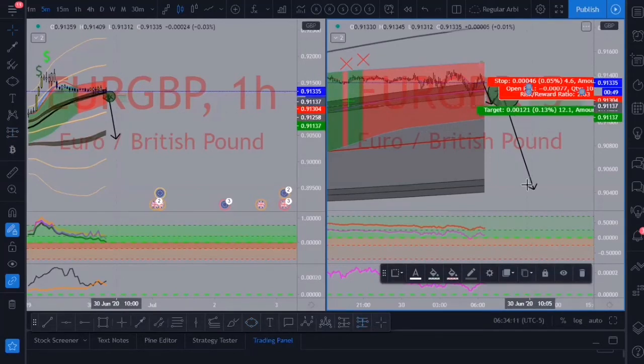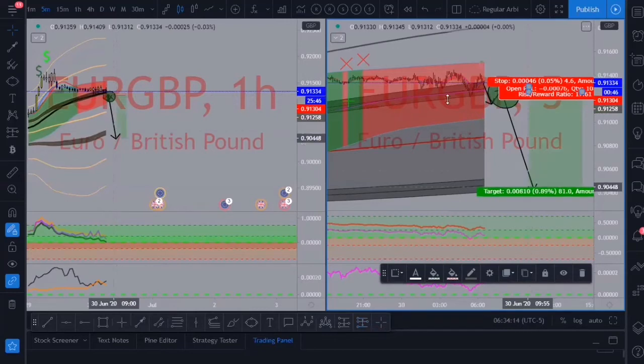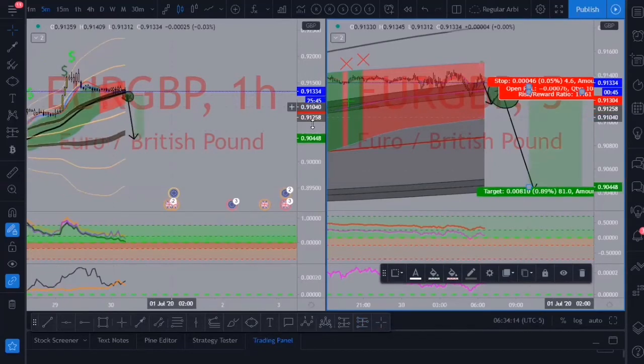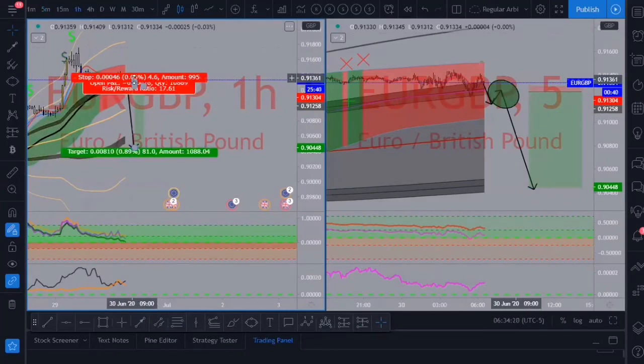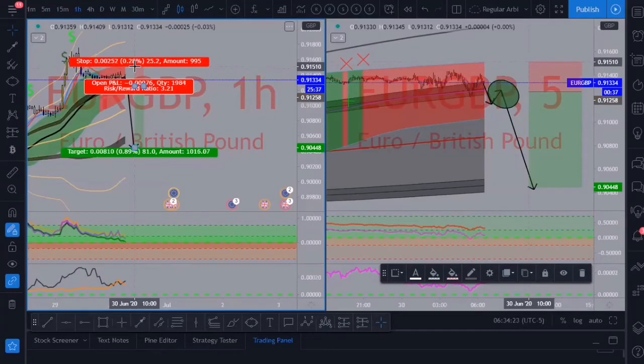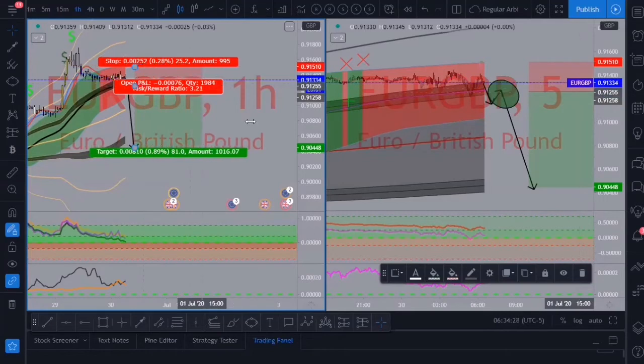How many pips is this? This looks like a really good trade to me. I wouldn't put my stop loss up here. That's fine, I'm okay with it if price comes back to these highs and then stops me out at about a 25 pip stop loss. That's actually amazing. So you're risking 25 pips to gain 81 pips. That's the type of trade that I like to see.